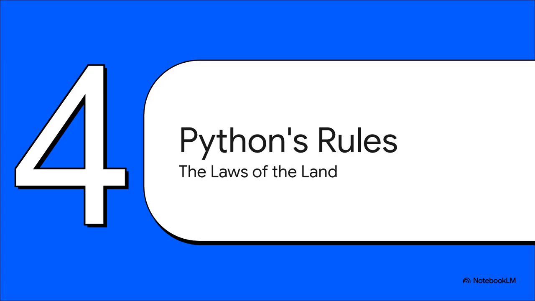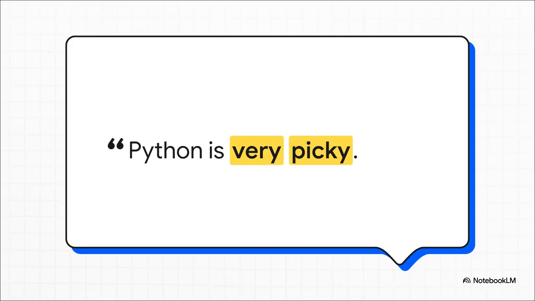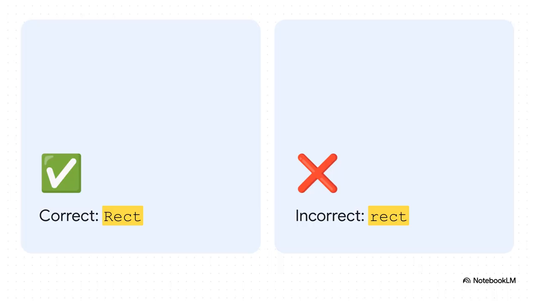Now, as you start to experiment, you're going to notice something pretty quickly. Code is picky. It has very specific rules, a kind of grammar that we call syntax. And for our magic spells to work, we have to follow these laws of the land. And yeah, the source material says it perfectly. Python is very picky. It's not trying to be annoying, I swear. It just needs instructions to be super precise, so there's absolutely no confusion about what you want it to do. And here is one of the biggest rules to remember. Case matters. A capital R in rect is totally different from a lowercase r. To Python, those are two completely separate words.